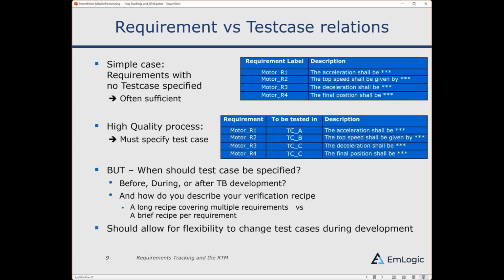And I think that we should allow for flexibility to change the test cases during development, because that is more efficient. The most important thing here is to have the traceability, to be able to track exactly where something is verified. And it's even more important to go for efficiency when you have a good tool that can assure that you do have a good track of your testing and your requirements.